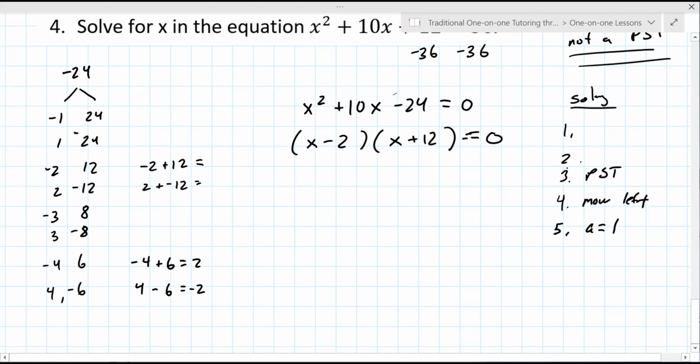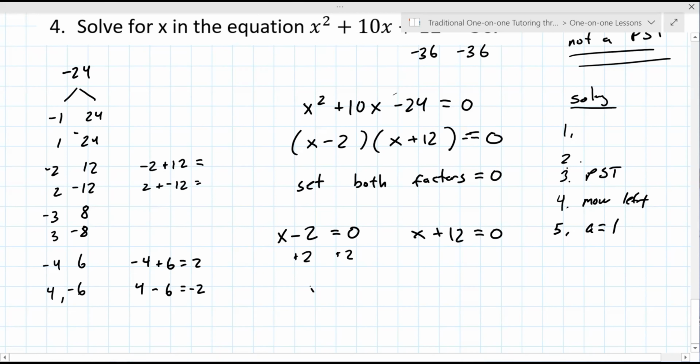Okay, so once you factored it, this is the factoring step, you set both factors equal to 0. x minus 2 equals 0, x plus 12 equals 0. Then you add 2, x equals 2. Subtract 12, x equals negative 12.